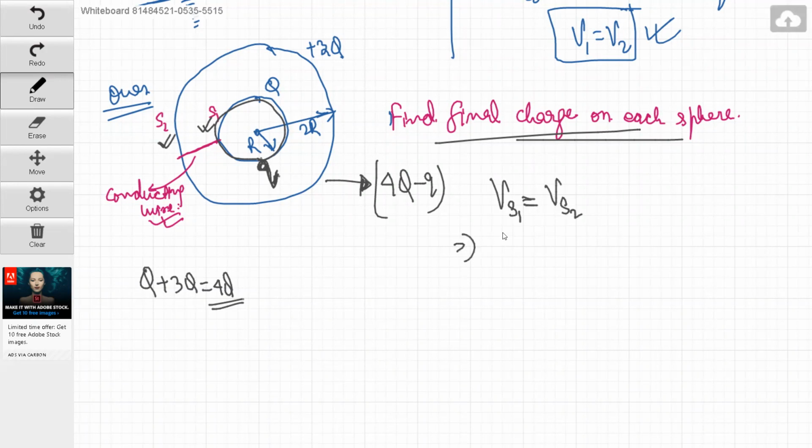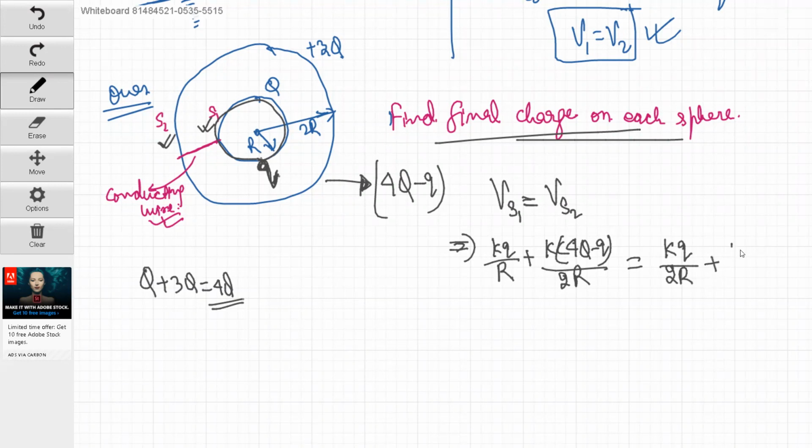What is the potential of sphere 1? That will be the potential due to itself, that is S1, and due to S2 as well. So it will be equal to KQ by capital R due to itself, and K into (4Q minus Q) divided by 2R due to sphere 2. And the potential of sphere 2 is KQ by 2R by itself plus K into (4Q minus Q) divided by 2R. Is this all right?